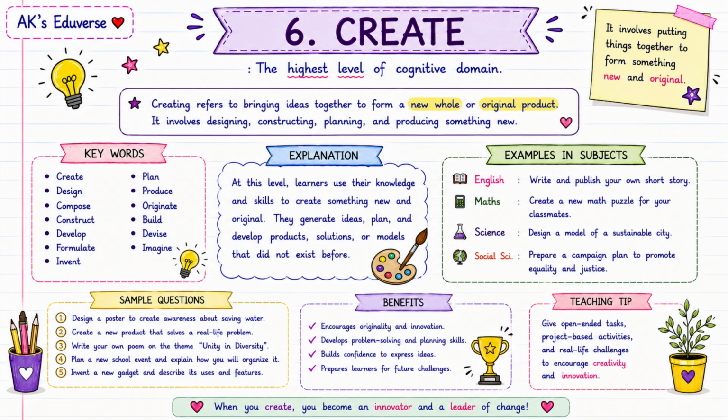So examples, if you see here, English you can say write and publish your own short story. Then mathematics you can say create a new math puzzle for your classmate. Science you can say design a model of a sustainable city. Social you can say prepare a campaign plan to promote equality and justice. These are a few subject-wise examples.